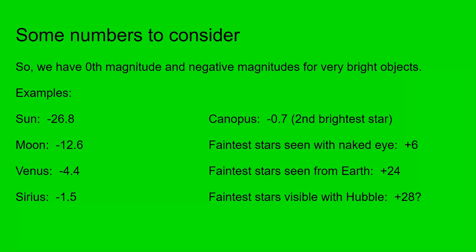Canopus is the second brightest star. The faintest stars you can probably see if you've got good eyes are at about plus 6. The faintest stars you can see from Earth are about plus 24. The faintest stars you can see with the Hubble are about plus 28. With the Webb, it's probably closer to plus 31 or plus 32. And of course, we're only still seeing some of the stars. There's plenty of stars that are not visible. Might even be the case that most of the stars aren't visible.